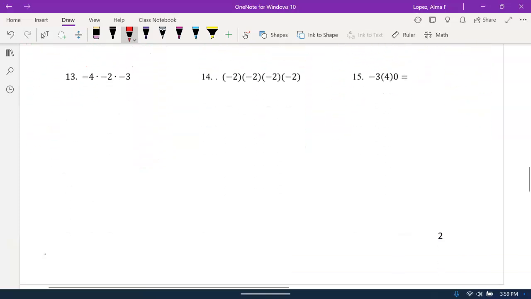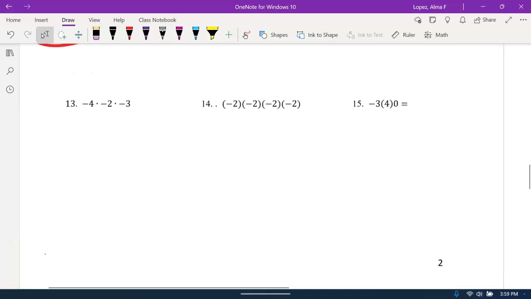Let's keep going. Now, new rule here. Or not a new rule, just an extension. When you only are multiplying or dividing two numbers, it's pretty easy. Two of the same, positive answer. Two different, negative answer. But what if I have 3?